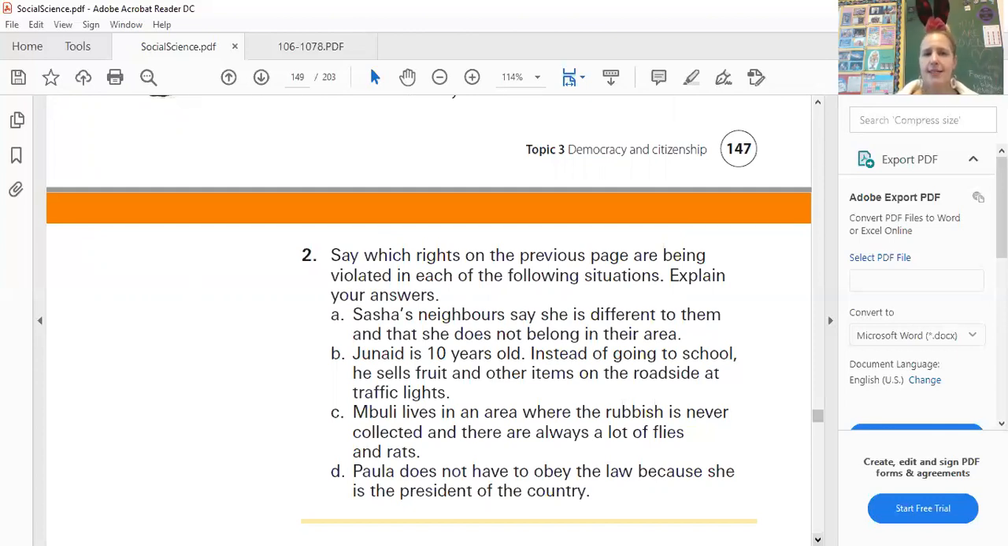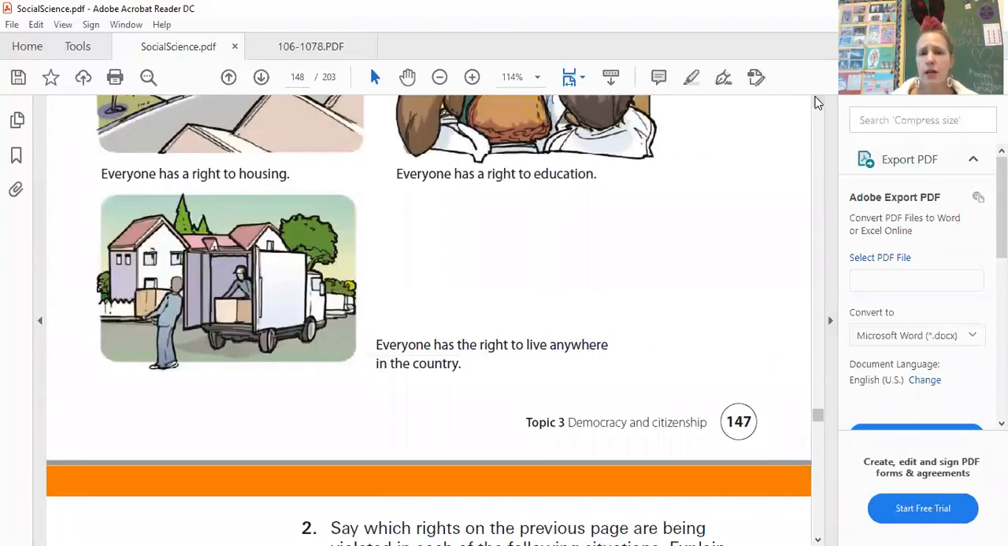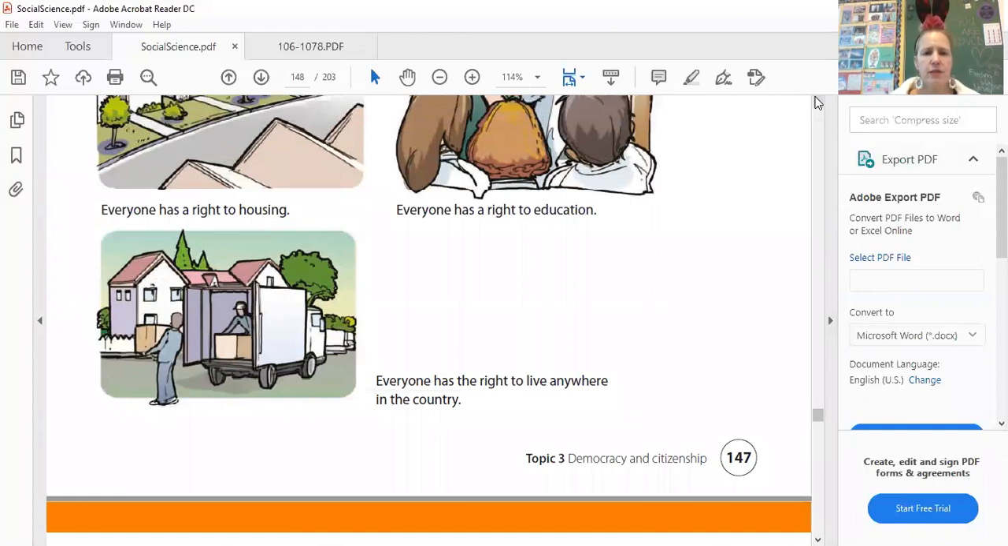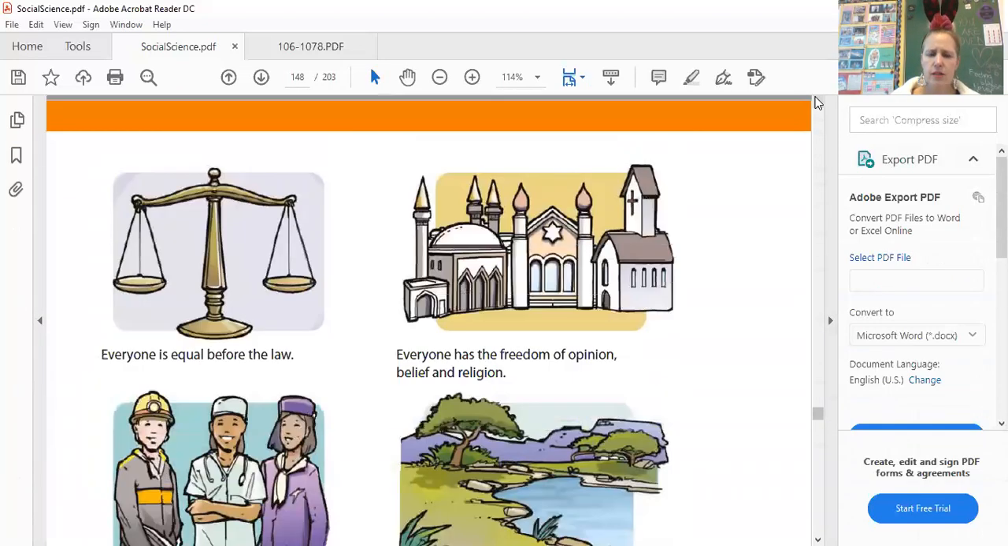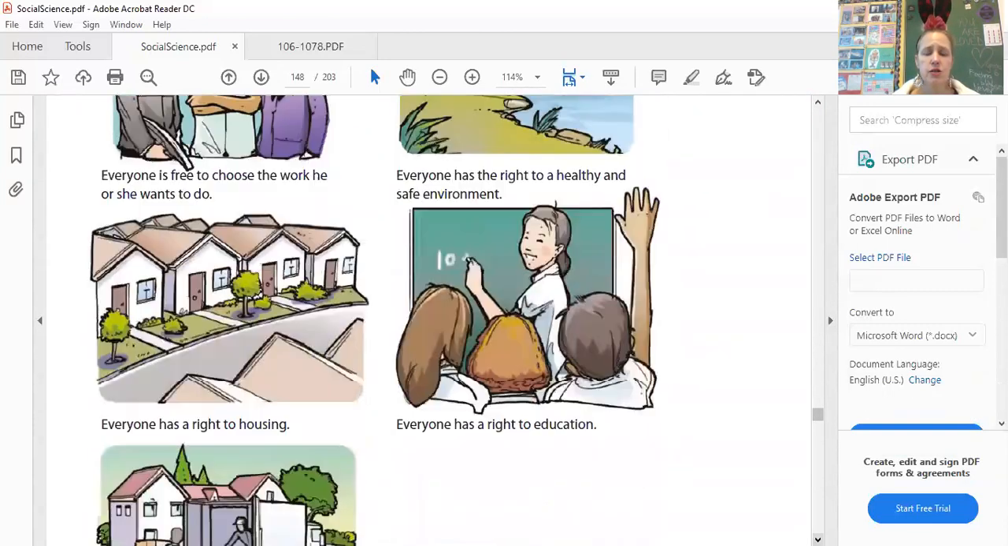So let's look at A. Sasha's neighbors say she is different to them and that she does not belong in their area. Now you must go back and look at the rights. She's different, can't belong in the area, that's what they're telling her. Oh, well, there's a right that's being violated: everyone has the right to live anywhere in the country. So her right is being violated. And they're saying that she is different. Oh, but everyone has the freedom of opinion, belief, and religion. So those are the 2 rights that are being violated in Sasha's case in question 2A.